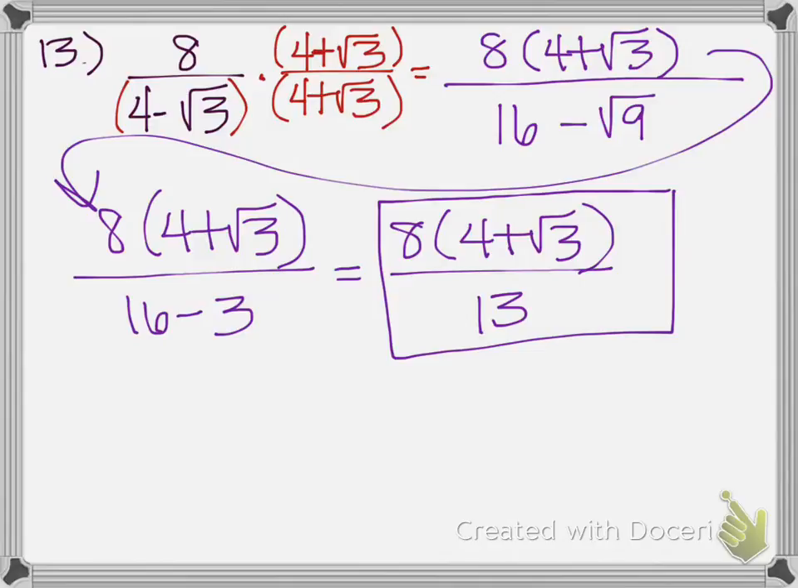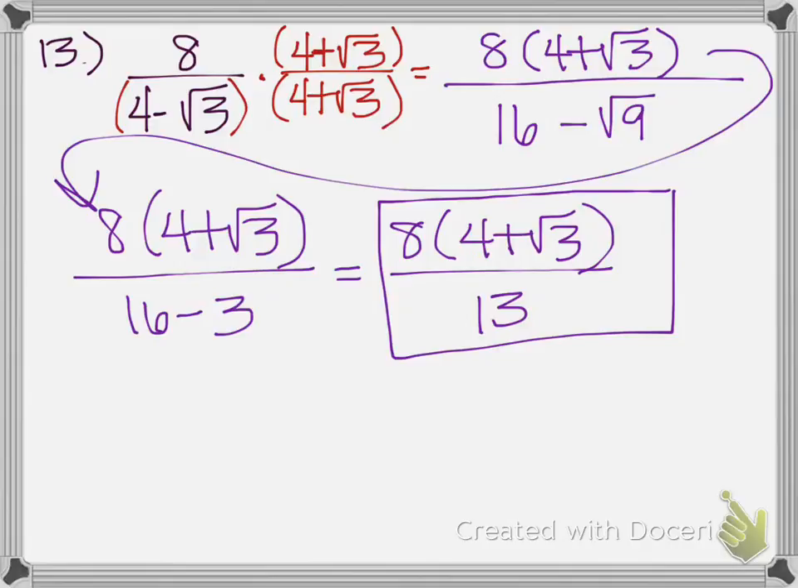I don't have to put it in a certain form. I believe my math lab will take this form. Or if you distribute the 8 and actually get 32 plus 8 square root 3 over 13, it should take either one. And you don't even have to split it into 2 fractions like we have to with the i's.